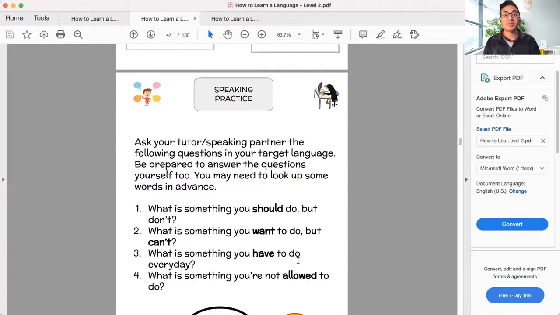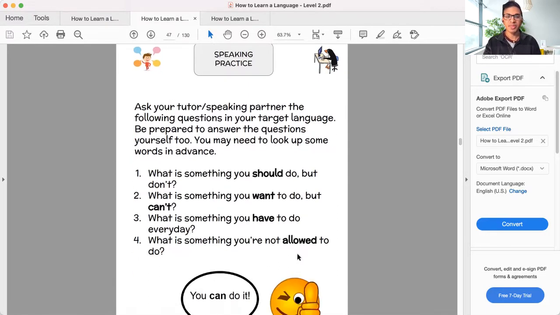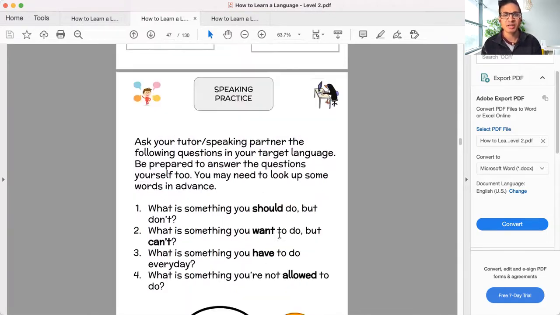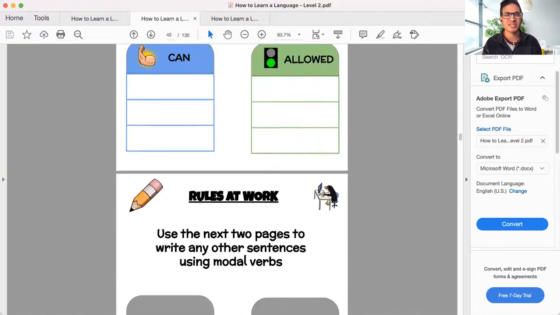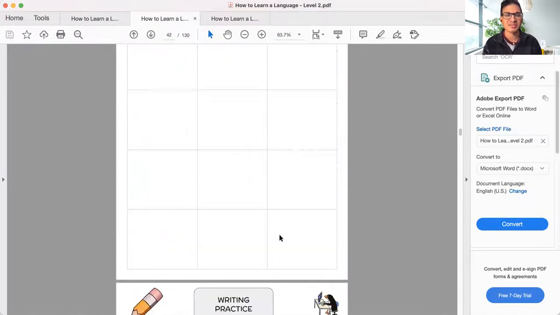We're going to get to the speaking practice here, where you're going to talk to your speaking partner or your tutor. Here are some different questions you may choose to ask. What is something you should do but don't? Actually, I need to go back up here. I just realized perhaps a small mistake in the workbook. Let me just go back up.